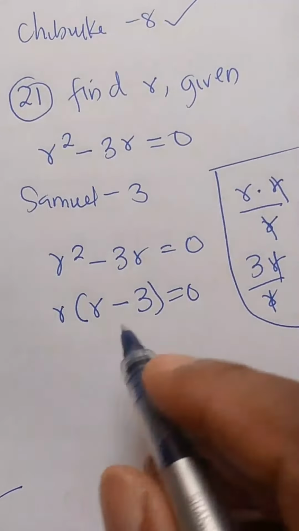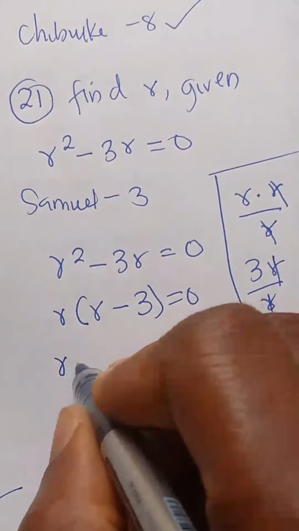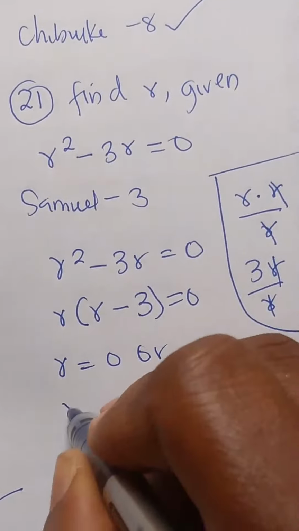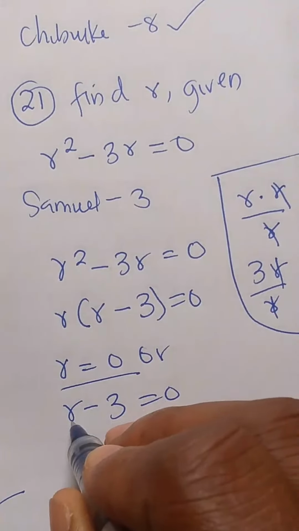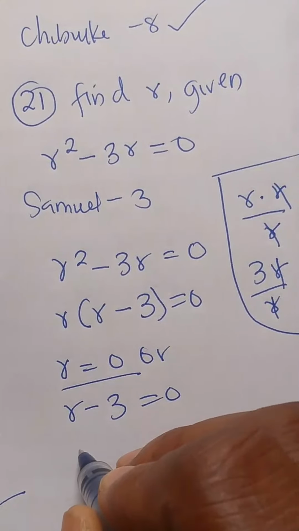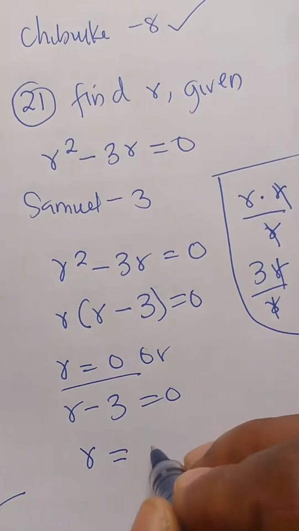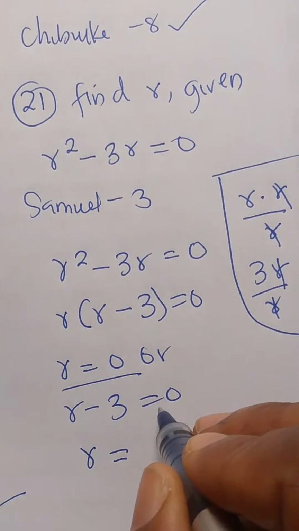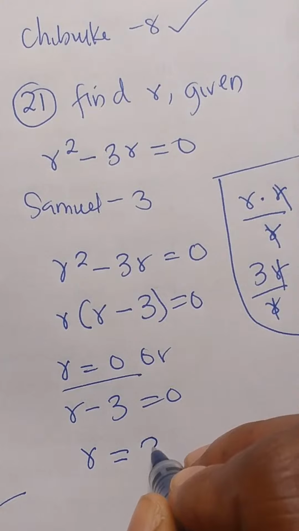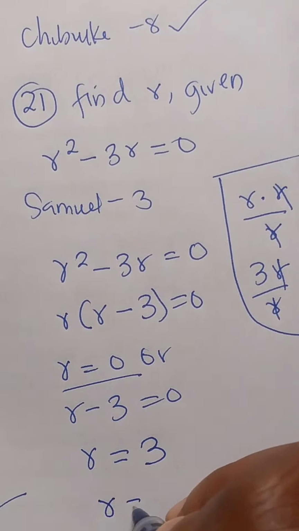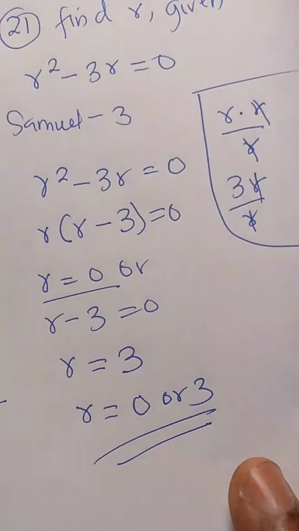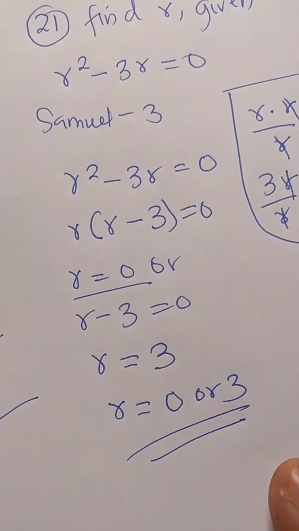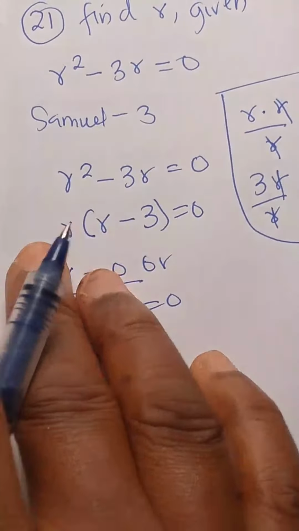So this is what we are solving. Now, we can say that r is equal to 0 or r minus 3 is equal to 0. This one is the solution here already. Then r minus 3, we collect like terms. You have r is equal to, when negative crosses the equality sign, it becomes positive, and that is plus 3. So our answer is r equals 0 or 3. That is the correct solution. Samuel, you tried, but we need to have 2 solutions. This is the best way to solve it.